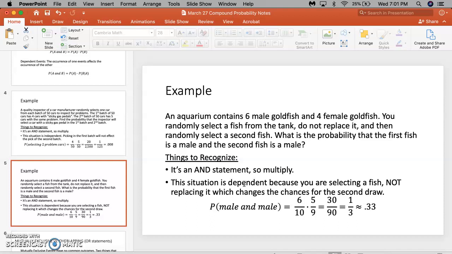If I were to put it back, it would be independent, okay? So because I do not replace that fish, it is dependent, all right? So I have to do the probability of male and male.